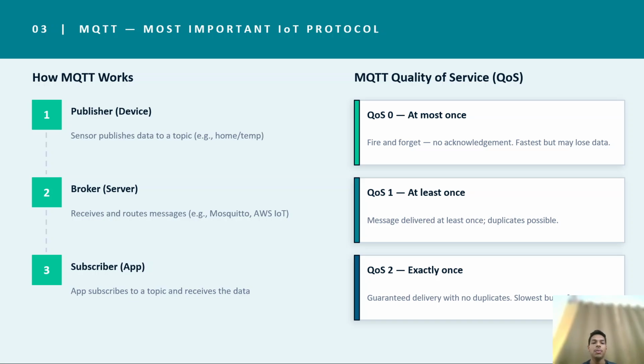This publish-subscribe model is brilliant because the publisher and subscriber don't need to know each other. They're completely decoupled. Now MQTT also has three quality of service levels. QoS 0 is fire and forget. Fastest but no guarantee. QoS 1 ensures delivery at least once. QoS 2 guarantees exactly once delivery. Slowest but most reliable. The right level depends on your application's needs.